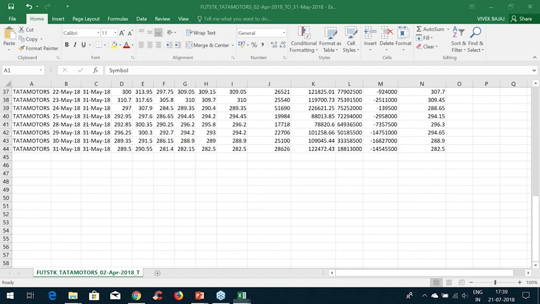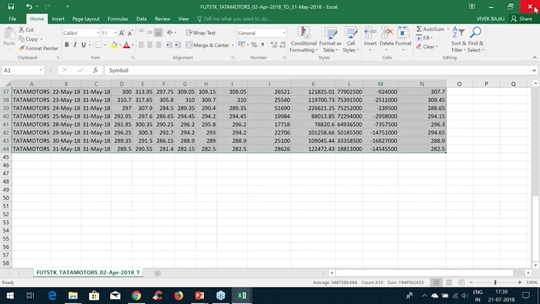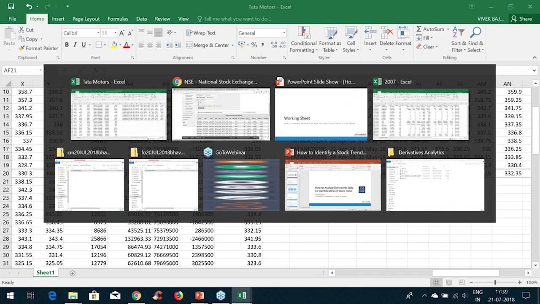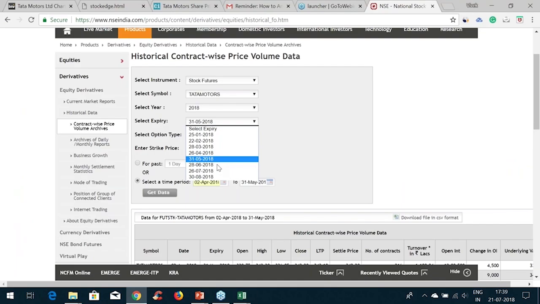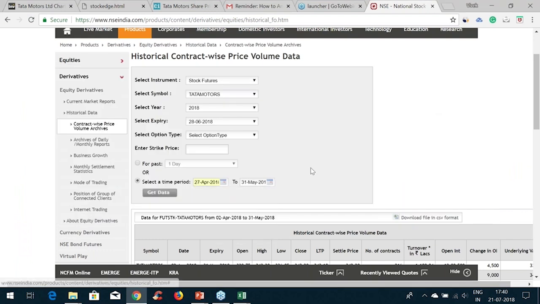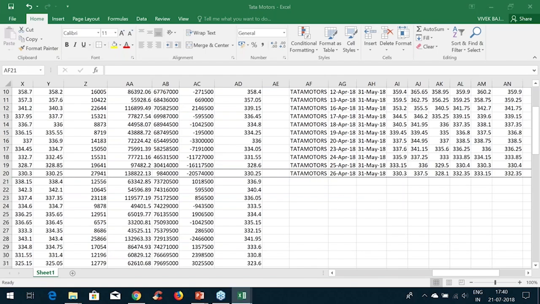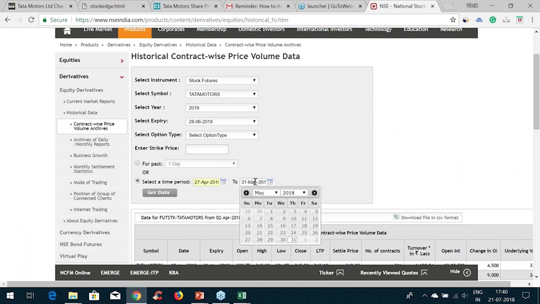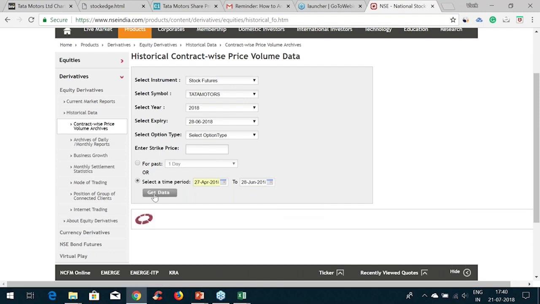So let us go to the exchange site. Let me close this Excel now. Let's go to the exchange site and ask for the June contract. And since which day? June we want from 27th of April, and we want it till 28th of June, which is the expiry date of the June contract.